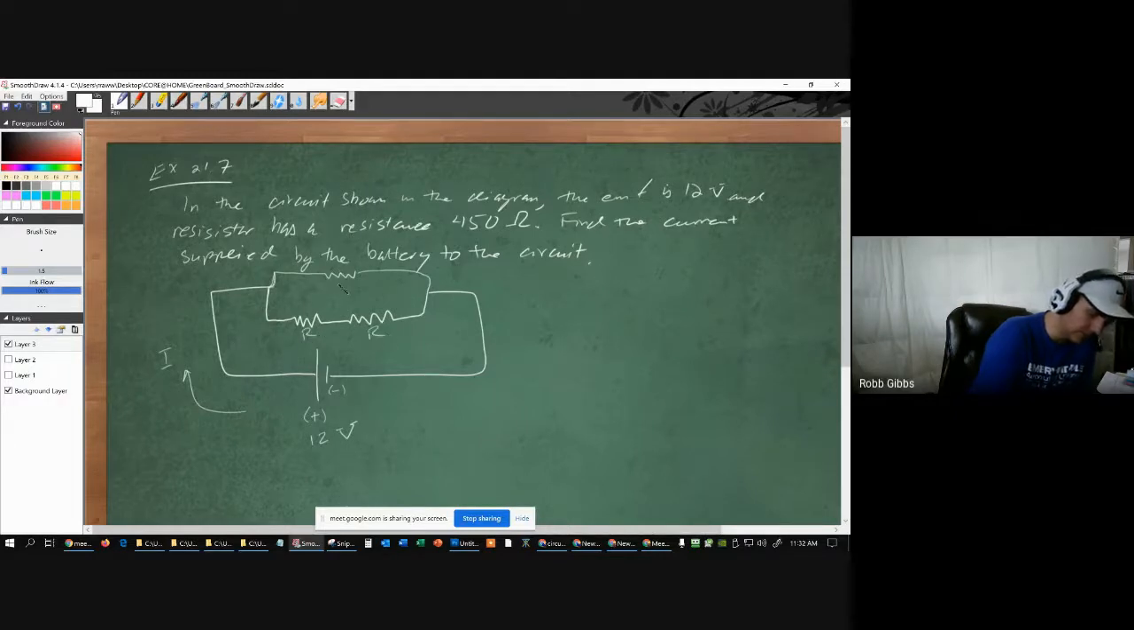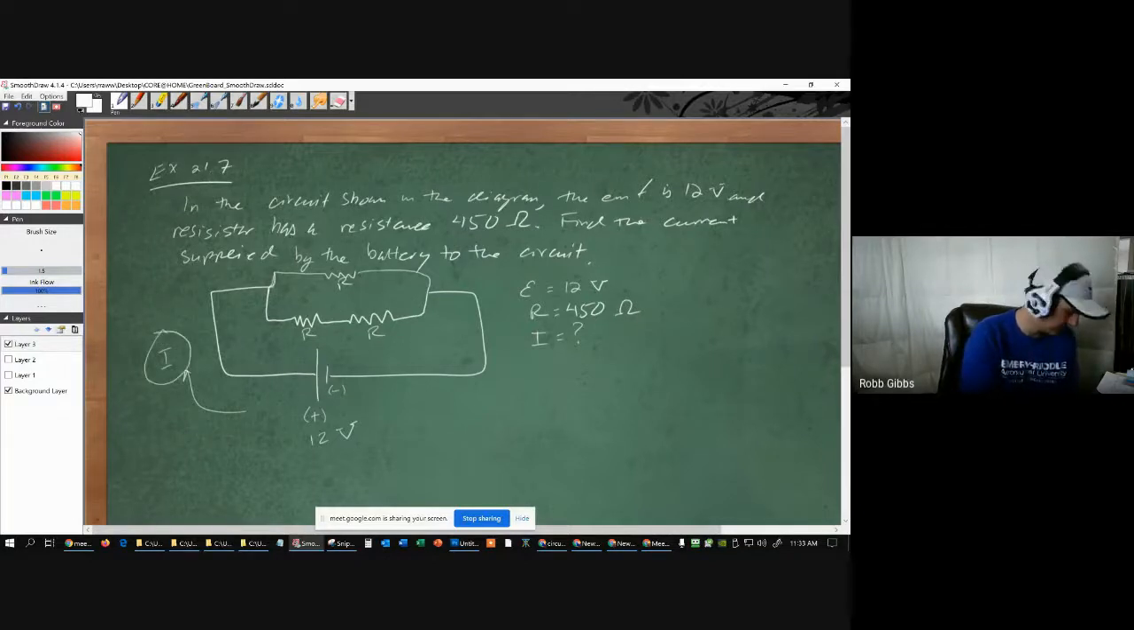All the resistances in this case are the same. So let's analyze this. Our EMF is 12 volts. Our resistances are all 450 ohms. We want to find the current I flowing through the circuit. So we need to use both rules. This is a combination series and parallel.